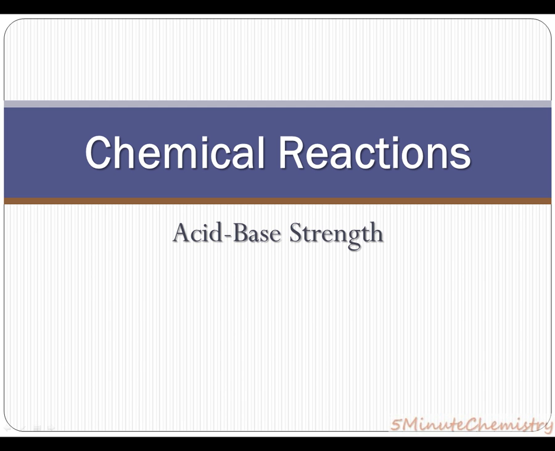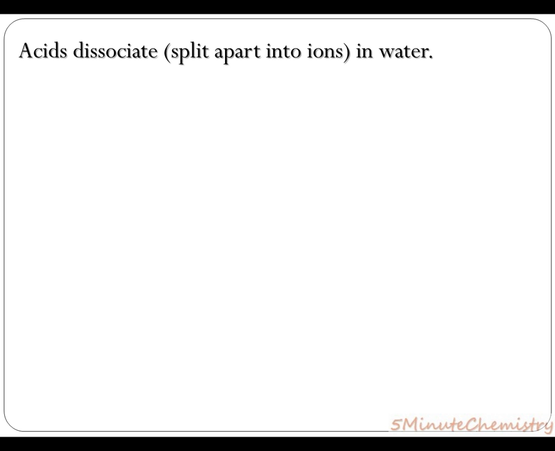Okay, now that we've learned a little bit about the properties of acids, bases, and salts, we are now going to get into the strength of acids and bases. When we think about acids and bases, one of the things that we know is that they will dissociate. What that means is they're going to split apart into ions in water. So all acids are going to split apart into ions in water. When we talk about the strength of an acid, we're talking about to what degree do they split up? What degree do they dissociate?